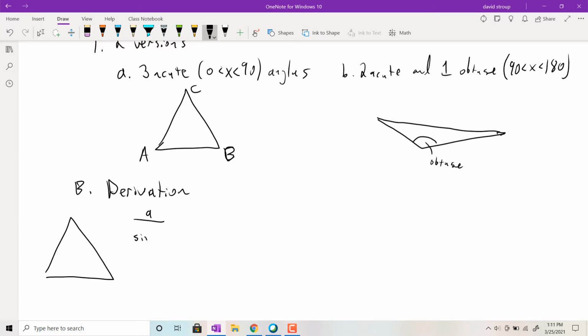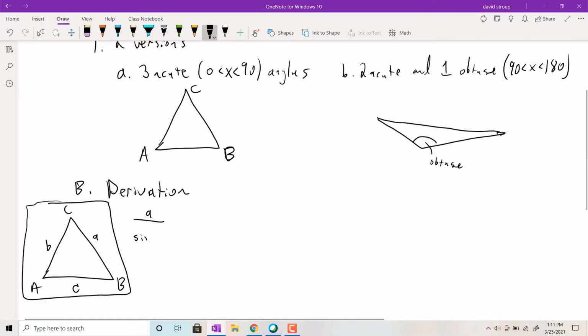Here's a generic obtuse triangle, angle A, angle B, angle C, and the sides opposite will have the same letter. The side opposite angle A will be little a, opposite angle B will be little b, opposite angle C will be little c. Given this picture, a over sine of A is equal to b over sine of B. But you can also say either one of those, a over sine A or b over sine B, is equal to c over sine of C.